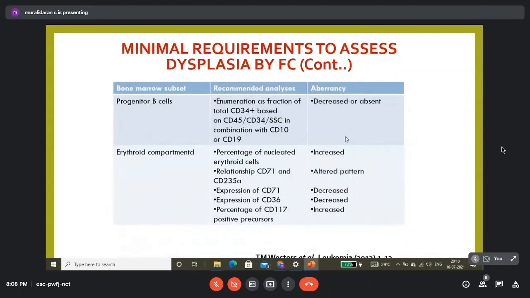Coming to the blastoid series, blasts can be increased with some aberrant markers, or they can be totally absent, with decreased and absent expression of the immaturity markers like CD34. In erythroid, we can see an altered pattern between CD71 and CD235A. Sometimes in an isolated case of MDS with erythroid hyperplasia, we can see an increased percentage of nucleated erythrocytes. That is also one of the features of MDS for assessing dysplasia in flow cytometry.